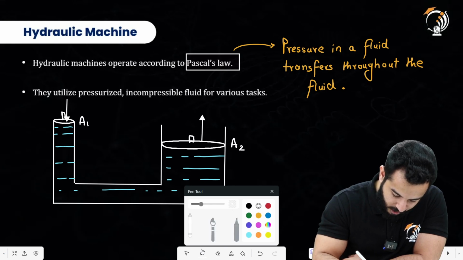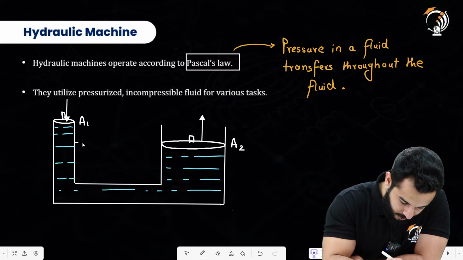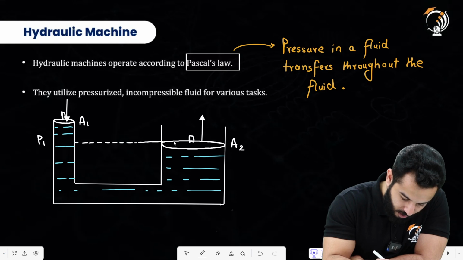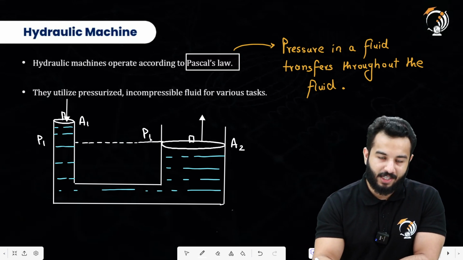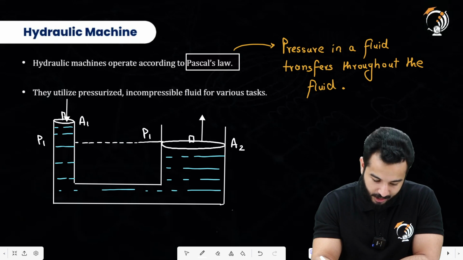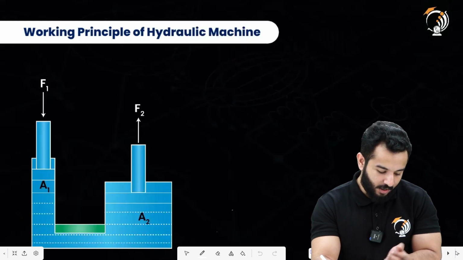So let's suppose the pressure is P1 over here. So at this point also there is going to be pressure P1, right? So this will be used in different cases, like one of the cases, the hydraulic machine, in which what we actually do is a similar thing.